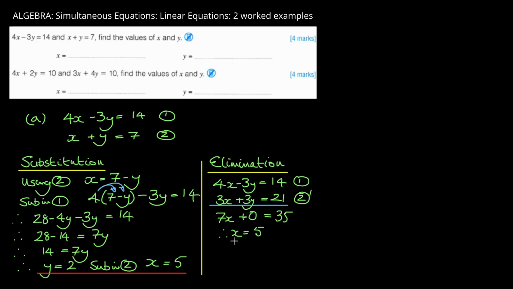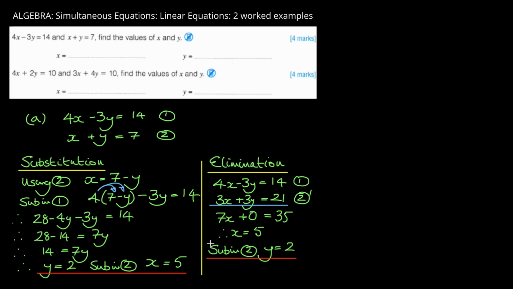Now it's exactly the same process. We've got one of the answers. We pop it into the simpler equation. This is clearly the simpler equation. And we get that y is equal to 2. And there are the same two answers using both the methods.